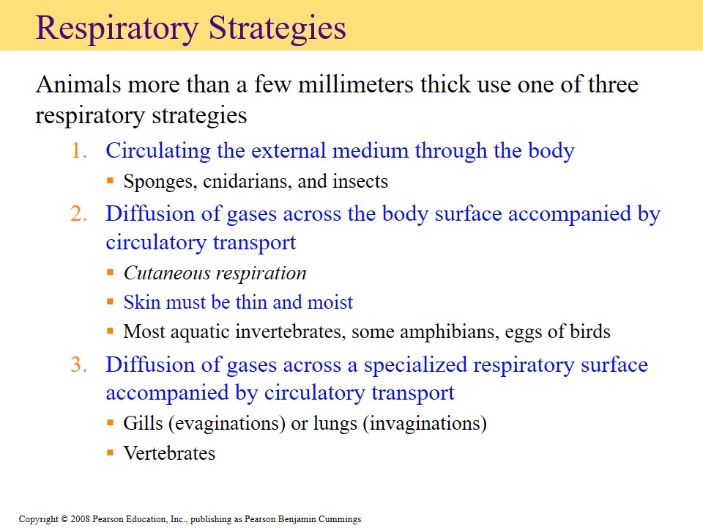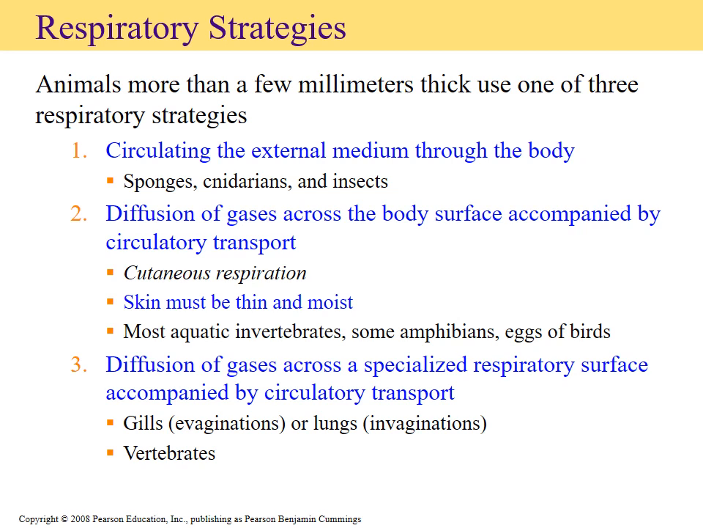So either way, we see that cutaneous respiration will apply to most of the aquatic invertebrates, some of the amphibians. Birds, actually their eggs also have cutaneous respiration, and obviously animal models like frogs or salamanders. They will all be able to do gas exchange across the skin, aka cutaneous respiration.